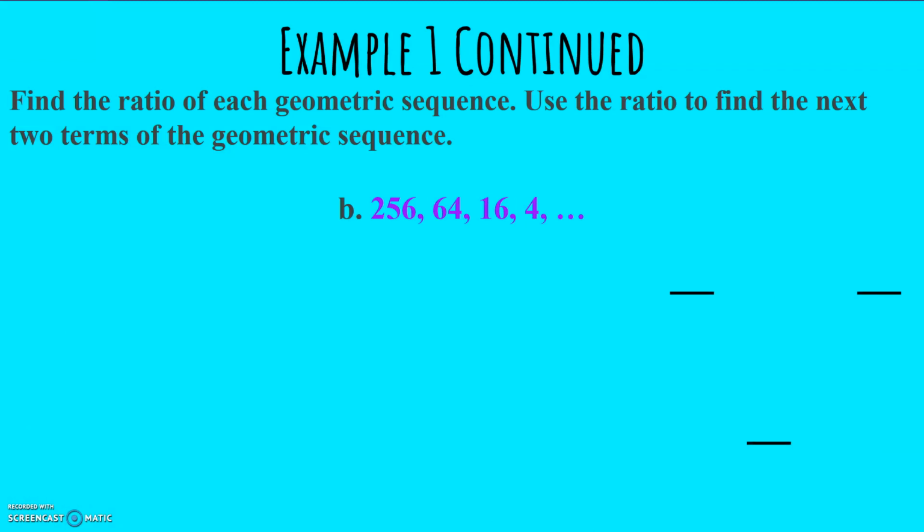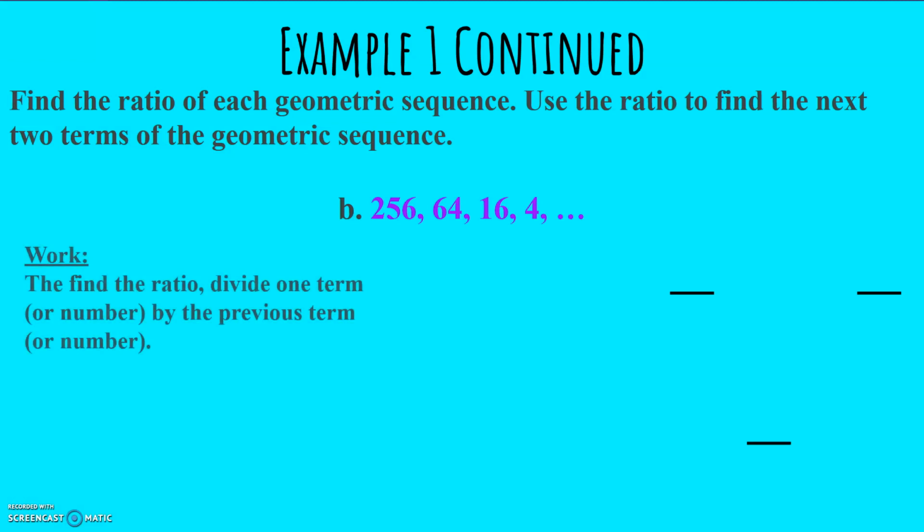Now we have another geometric sequence, 256, 64, 16, 4. You'll notice that these numbers are going down. They're getting smaller each time. So our ratio is going to be, well, we'll find out in a minute, but if you know it already, go ahead and keep that in your head. To find the ratio, divide one term by the previous term. We already covered that. We're going to do it again, even though we're going to be dividing a smaller number by a larger number, because every previous term is larger than the one after it.